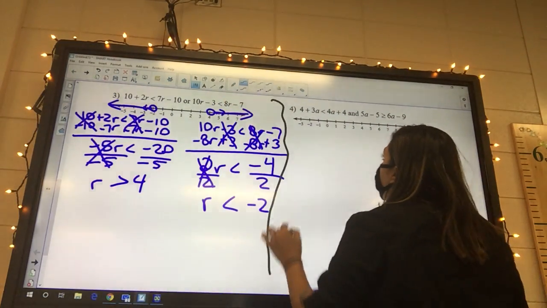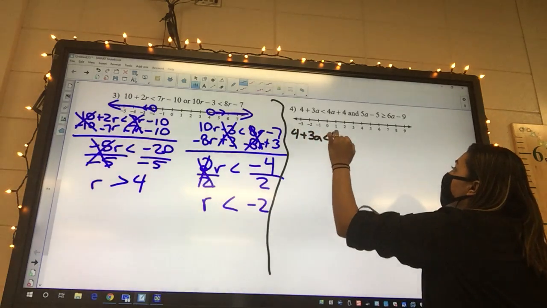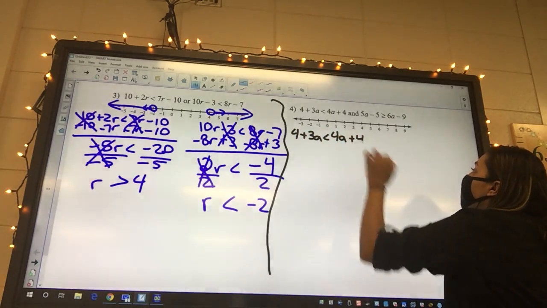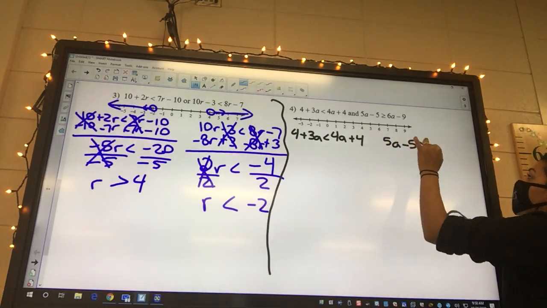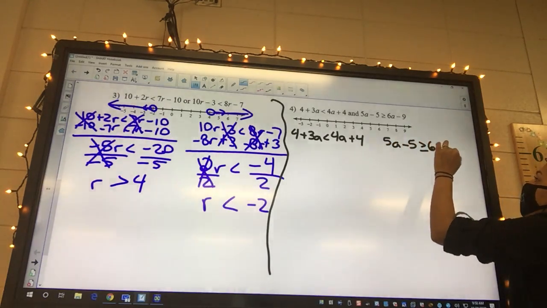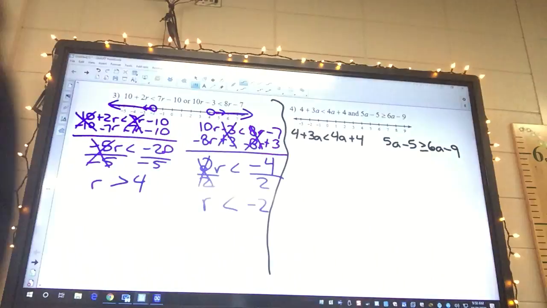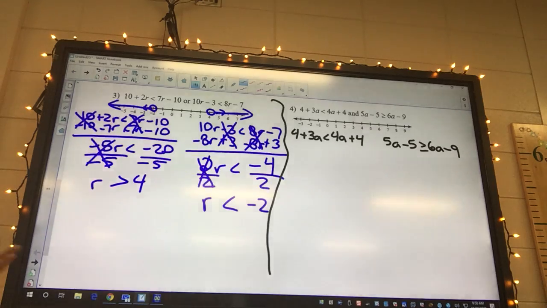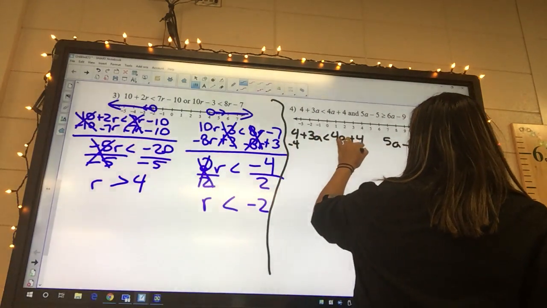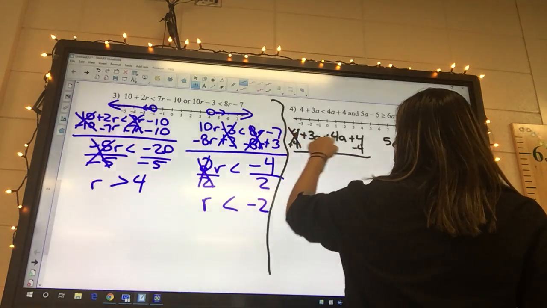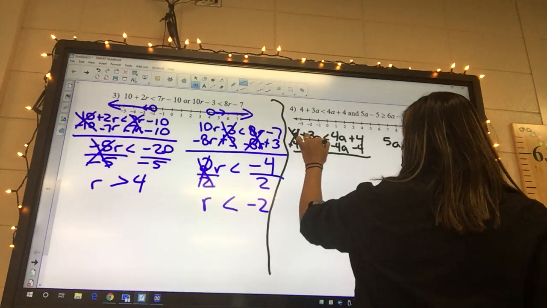Okay, number 4 says 4 plus 3a is less than 4a plus 4, and 5a minus 5 is greater than or equal to 6a minus 9. Okay, our letters go on the left and the numbers go on the right. So I'm gonna say minus 4, minus 4. My 4a needs to go over, so minus 4a, minus 4a.